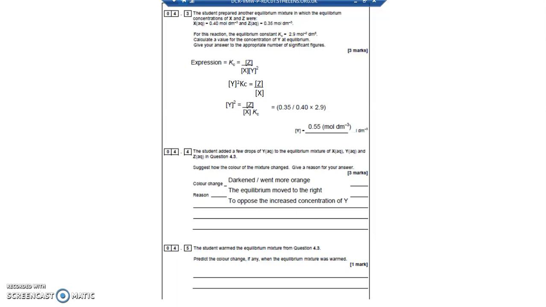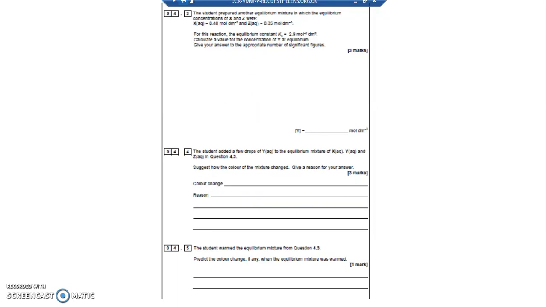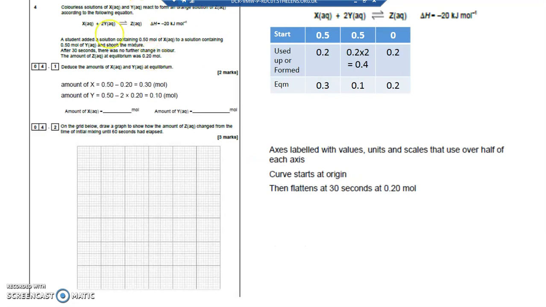The student warmed the equilibrium mixture. Predict the colour change, if any, when the equilibrium mixture was warmed. Well, let's have a look back again then. Right, the reaction is minus 20 kilojoules per mole. It's exothermic. That means it's exothermic going to the right. So when you make Z, it's exothermic. In the reverse direction, when you make X and Y, it's endothermic. It would take in heat.